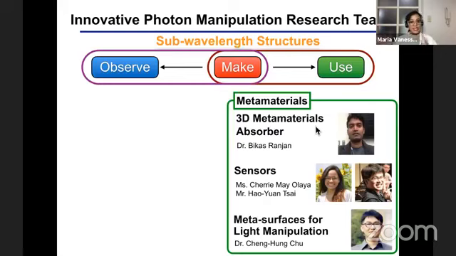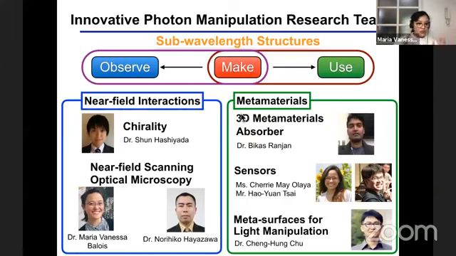The second aspect of our research is that we make these sub-wavelength structures and then we use them to observe near-field light matter interactions. For these light matter interactions, one of our lab mates is studying chirality, while as for me, I use a sharp metallic tip, which I use to scan and observe very local physical and chemical properties with resolutions beyond the diffraction limit.